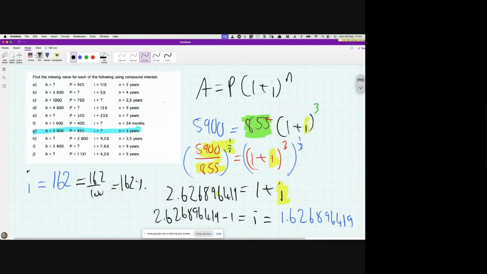So this yearly interest rate is 162%. It's a really nice interest rate. But that kind of makes sense because, look, it started so small, and within 3 years, it got to 5,900. So give me a thumbs up if you understand that, okay, look, that's a very high interest rate, but it kind of makes sense.